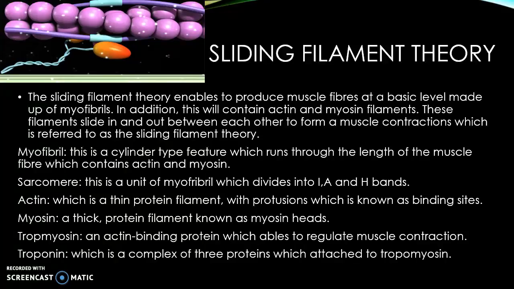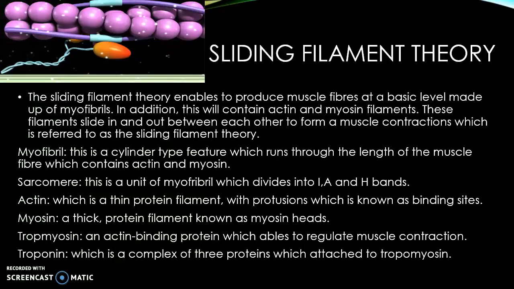Sarcomere, which is a unit of myofibril, divides into I, A, and H bands. Actin is a thin protein filament with protrusions known as binding sites. Myosin, slightly opposite to actin, is a thick protein filament with myosin heads. Tropomyosin is an actin binding protein which helps regulate muscle contraction. Lastly, troponin is a complex of 3 proteins which is attached to tropomyosin.